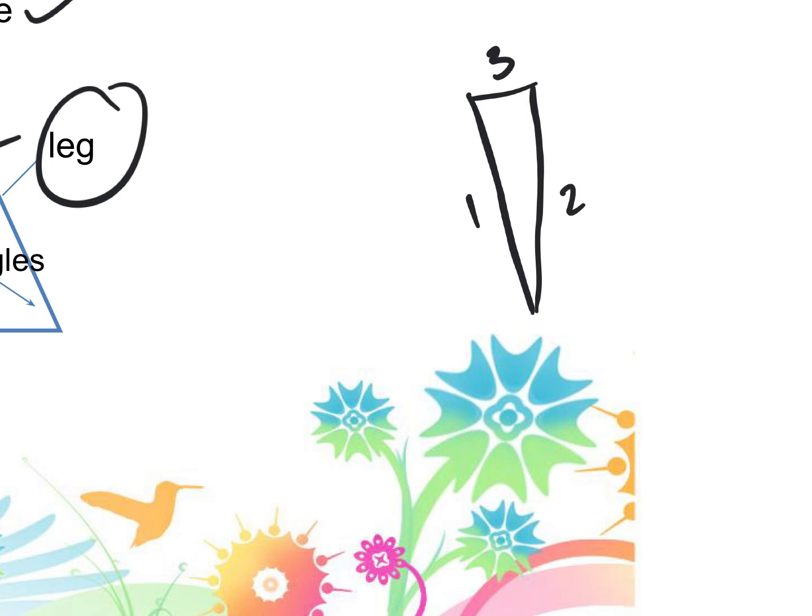Carson, which of these sides would be the base? 3. Why? Because the vertex is that one, so it's the opposite. Exactly. It lies opposite the vertex angle. And these 1 and 2 have to be our legs, right? Because there's no way 3 is going to be the same length as 1 and 2. Okay? Does that help you understand?